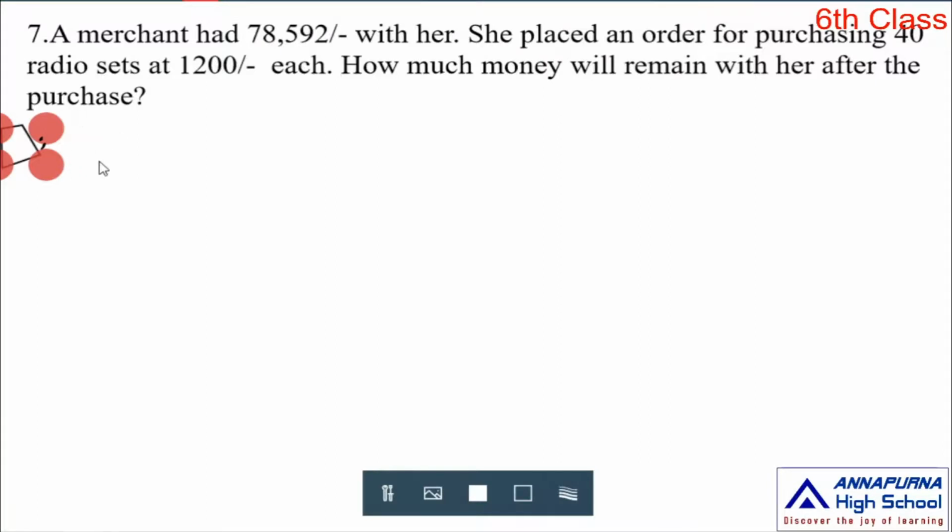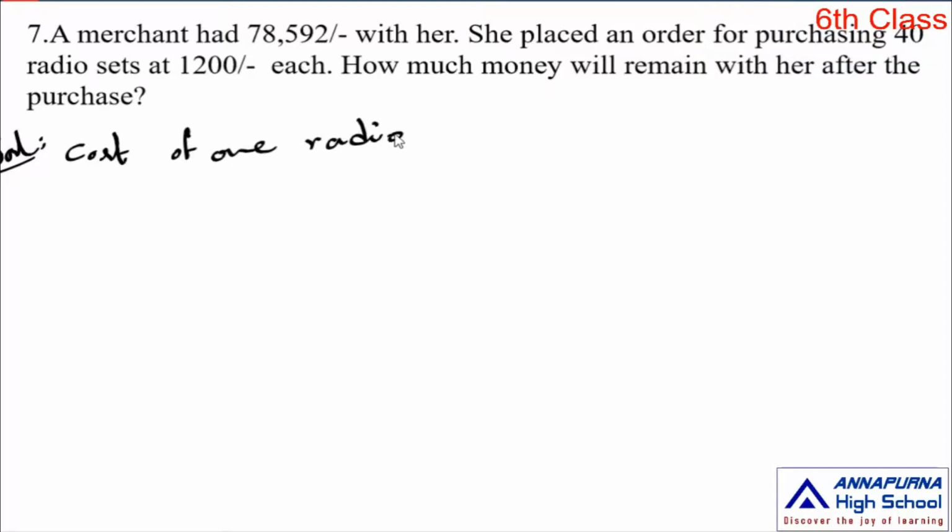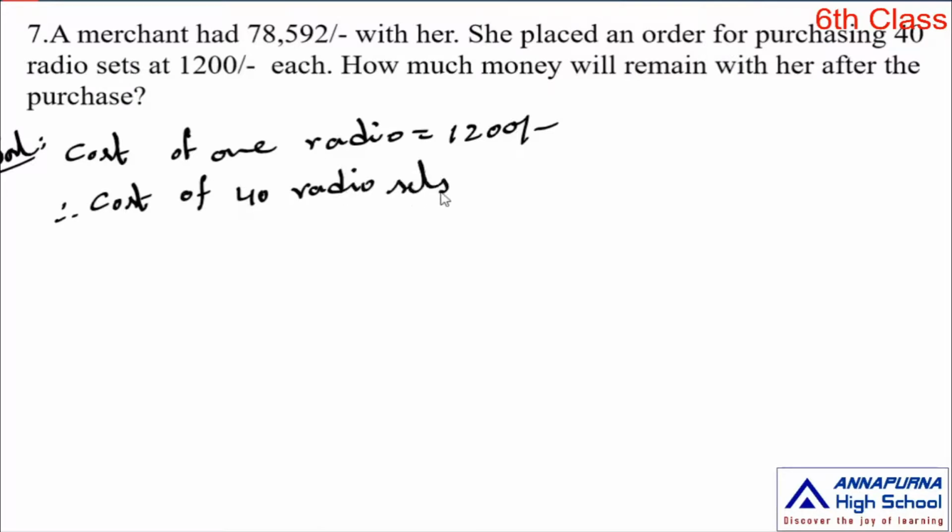Cost of one radio set. What is the cost of a radio set? 1,200 rupees. Here, the cost of 40 radio sets. How do you get the answer? You multiply the cost of each radio set by 40 radio sets. 1,200 into 40. What is the answer? 48,000.